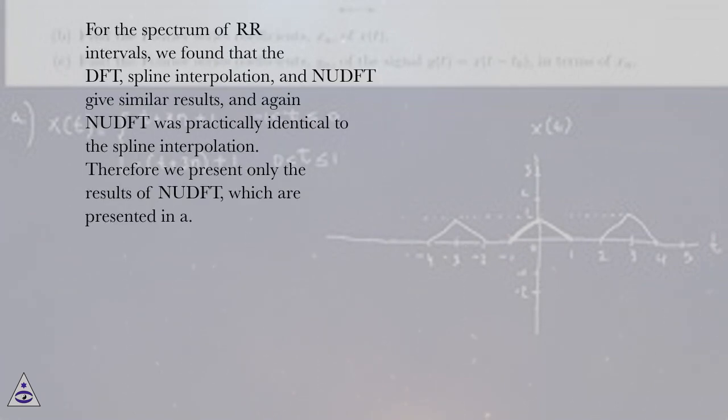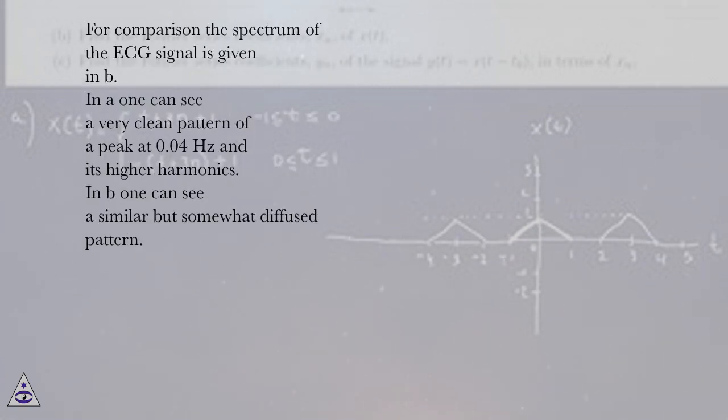For the spectrum of RR intervals, we found that the DFT, spline interpolation, and NUT give similar results, and again NUT was practically identical to the spline interpolation. Therefore we present only the results of NUT, which are presented in A. For comparison, the spectrum of the ECG signal is given in B.